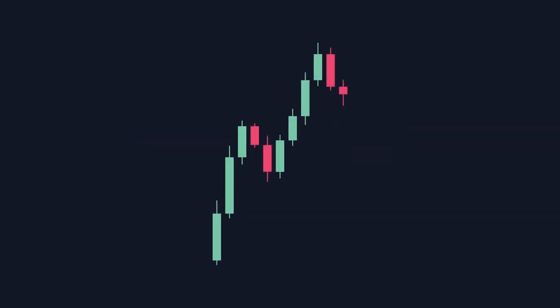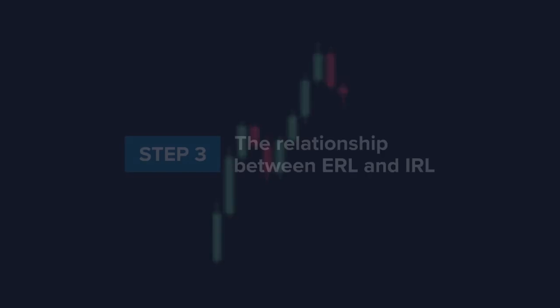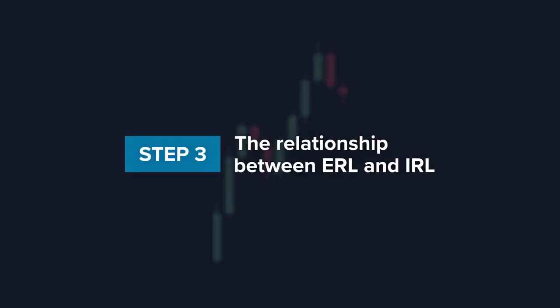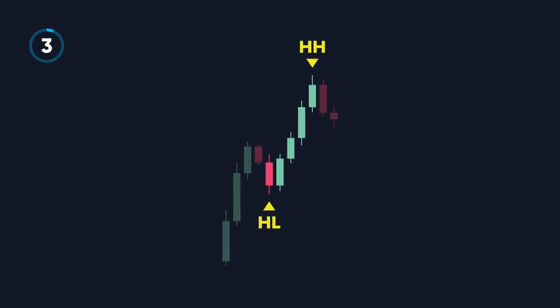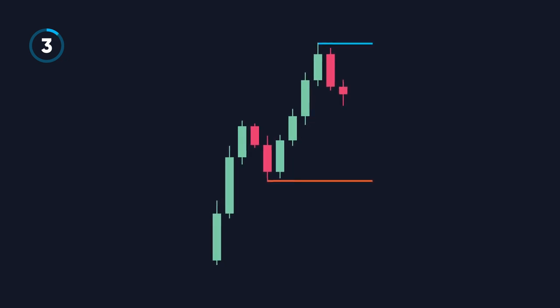We'll now develop what we've covered so far in our next step, which is understanding the relationship between external and internal range liquidity. Here we have an uptrend, and we know this because the price has created a break of structure by pushing through the previous swing high. And with this new bullish swing that was created, we have our current external range liquidity levels. But because we know this structure is currently in an uptrend, we should be expecting the price to target the upper buy side liquidity level.